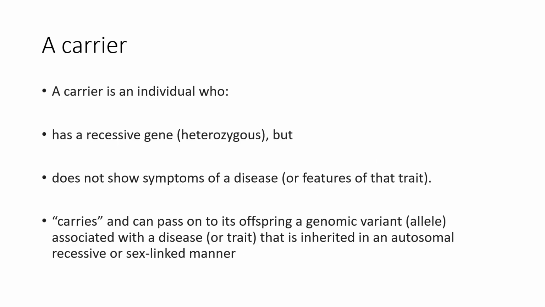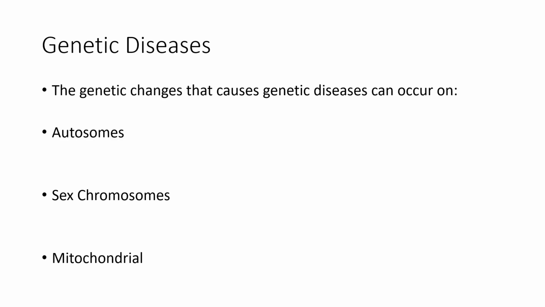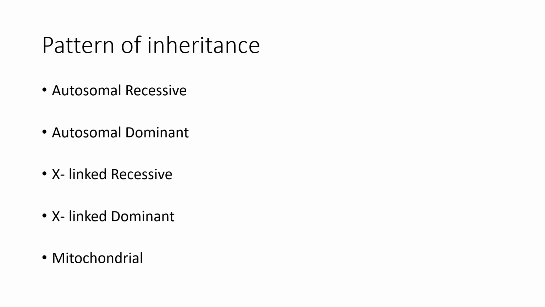A carrier is an individual who has a single recessive gene, does not show symptoms of a disease or the features of a trait, but can pass it to the next generation. Genetic diseases can occur on the autosomes, the non-sex chromosomes, on sex chromosomes, and in the mitochondria. Mixing these up with dominant and recessive, we have the following patterns of inheritance: autosomal recessive, autosomal dominant, X-linked recessive, X-linked dominant.